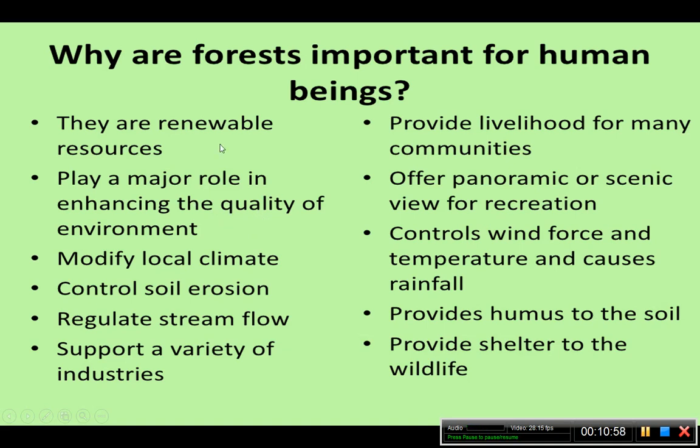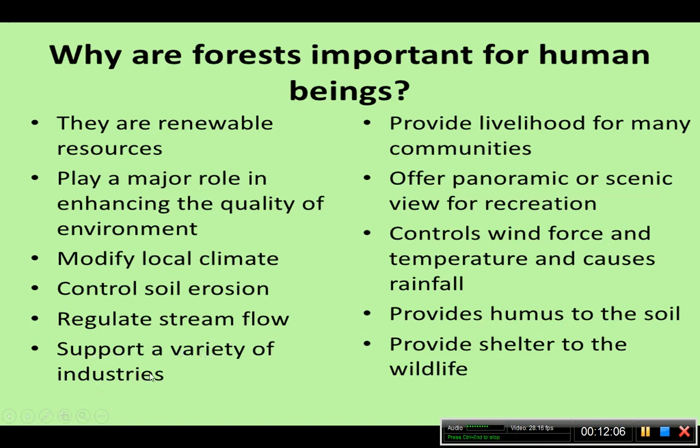One more, they cause good rainfall in their areas wherever the good forest cover is there. Modify local climate, as good rainfall occurs in that region, so they modify the local climate. Control soil erosion, as their roots are holding soil tightly, so they control soil erosion also. Regulate stream flow. Regulate stream flow means, you know that when rainfall occurs, there is running water on the ground. So when these plants, forests are there, the fall of that water on the ground is slower, and as it falls slower on the ground, the water runs slowly. So that way it regulates stream flow also.